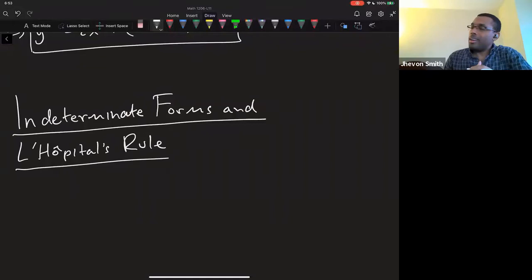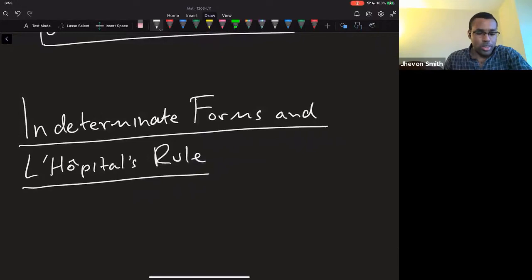Okay, so this guy, L'Hôpital, was a patron of one of the Bernoullis who came up with this rule. And it was basically a way to deal with indeterminate forms, which we are going to be talking about. So here is the idea.